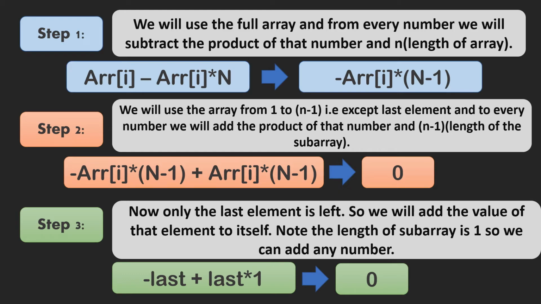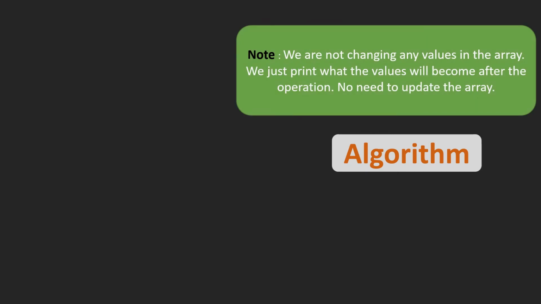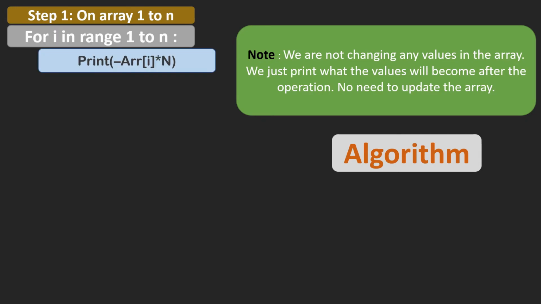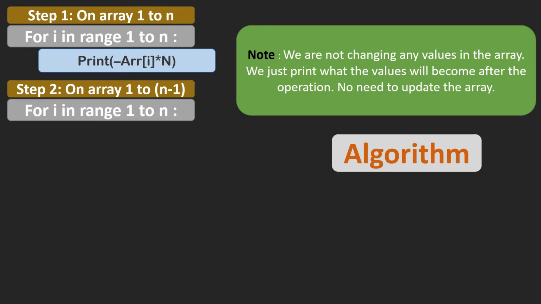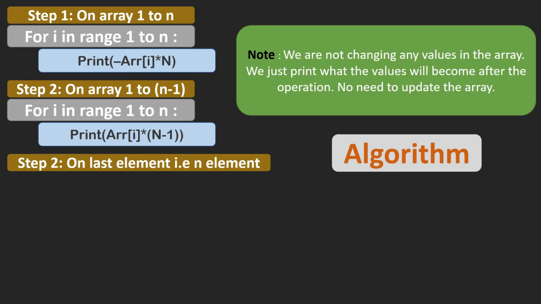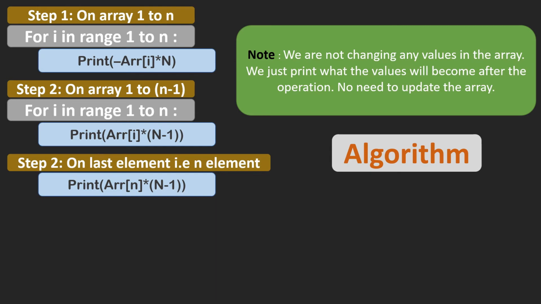Let's look at its algorithm. Note that we are not changing the values in the original array. We are just printing what the calculations will be. Step 1 on the array from 1 to n. Loop through the array. Print the value that we are subtracting, which is the product of the element and n. Step 2 on the subarray from 1 to n minus 1. Loop through the subarray. Print the value which we are adding, which is the product of the element and n minus 1. Now the last step on the last element. Print the product of the element and n minus 1.